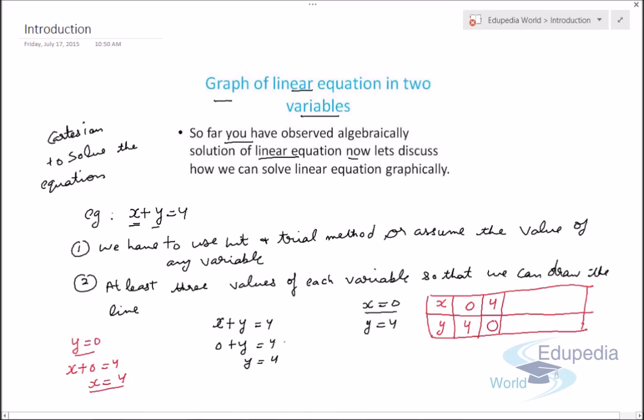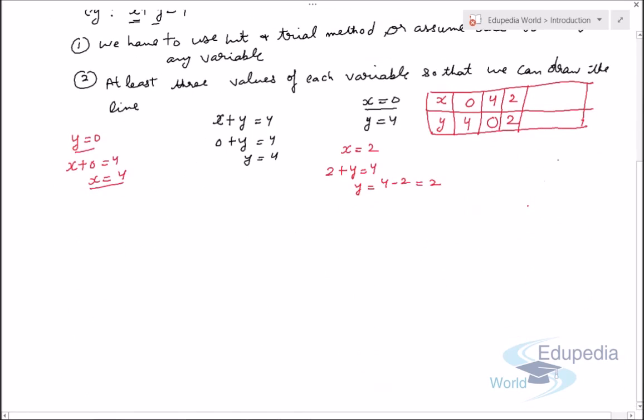Now suppose for the third value we take x as 2. So what we'll get is 2 plus y equals to 4. So y is 4 minus 2, which is 2. So what we'll get is value as x is 2 and y as 2. Now we have got the values of x and y.